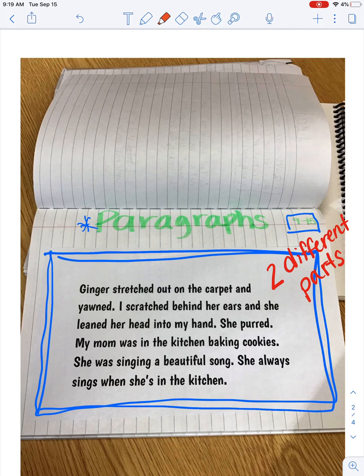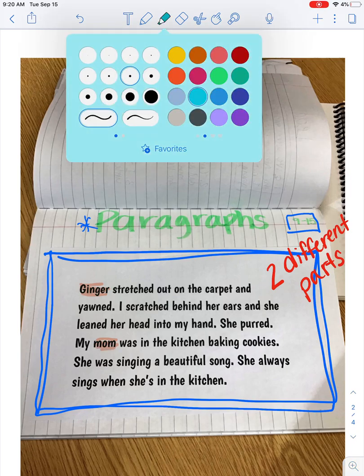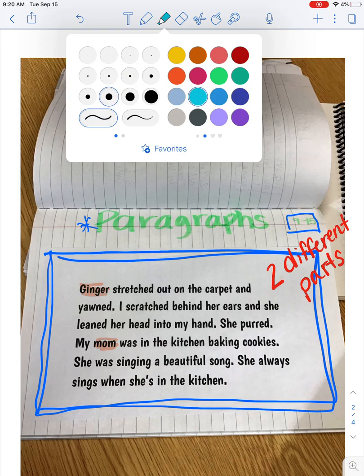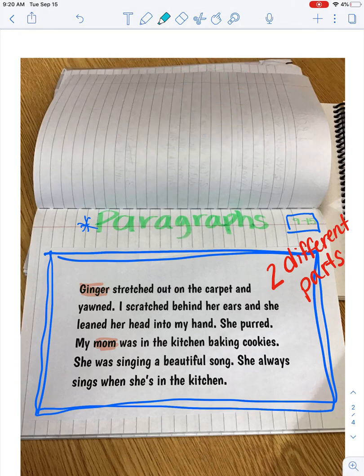If I'm reading this, I notice there are two different characters being talked about. There is Ginger and there is Mom. And I notice that there are really two different parts of this story. There is the part about Ginger stretching out on the carpet and yawning. I scratch her ears and she leans her head into my hand and she purrs. And then if I keep highlighting, am I still talking about the same thing? No, all of a sudden my story switches to a new part. Now I'm talking about Mom. So now I would highlight my second part. Mom was in the kitchen baking cookies. She was singing a beautiful song she always sings when she's in the kitchen.